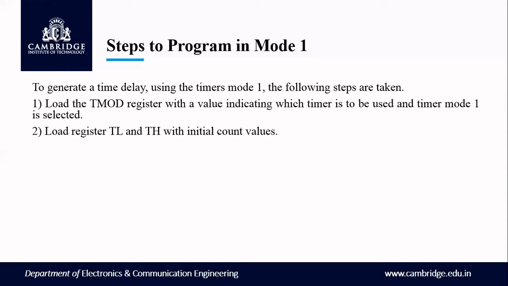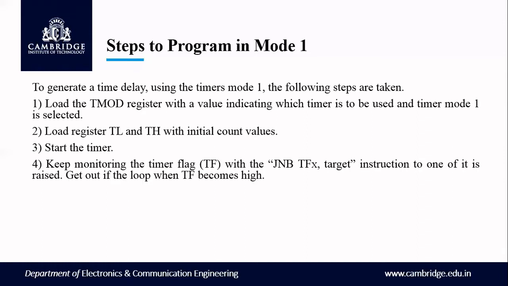We need to calculate the values. In the next slide, I'll explain how to calculate the TL and TH values for generating a particular delay. Once the values are loaded into TL and TH, start the timer and it will start counting up. Then we need to continuously monitor the TF flag, whether it becomes 1 or 0. If it is 0, the timer is still incrementing. Once the timer reaches its limit, TF becomes 1.